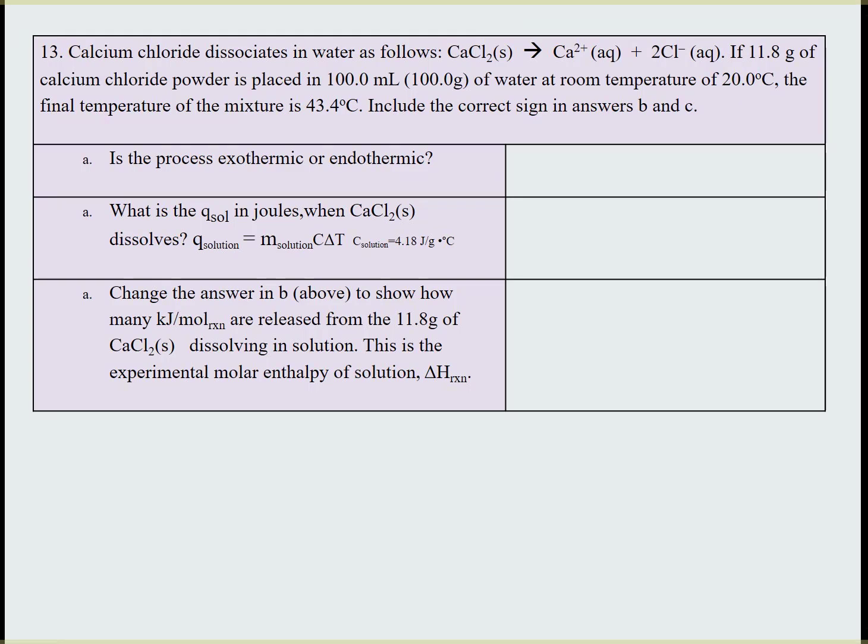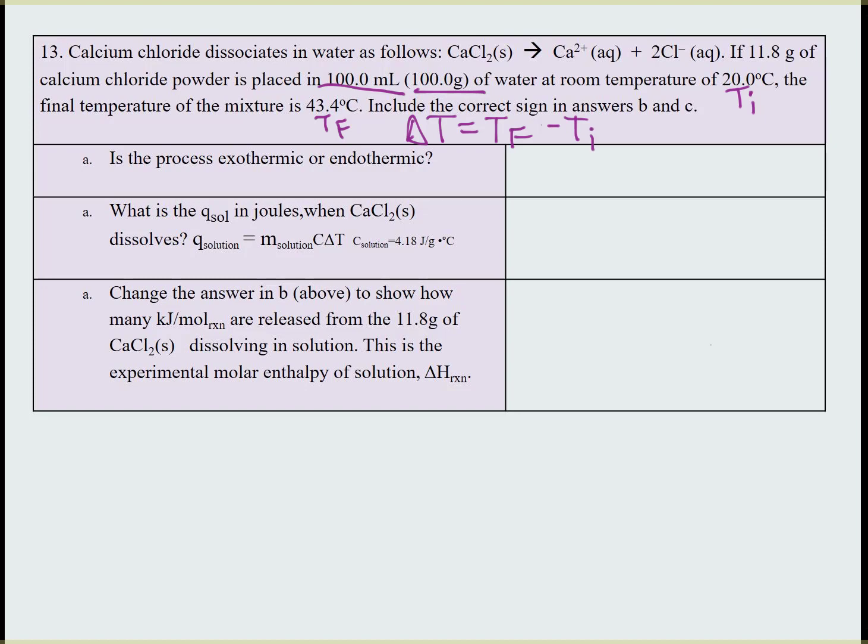Calcium chloride dissociates in water, so we're going to add calcium chloride powder into 100 milliliters of water. And this means that it's 100 grams. We're just going to make that conversion. And we have our starting temperature, which is our initial temperature, and then we have our ending temperature. Remember to find the change in temperature, you always do the final minus the initial.